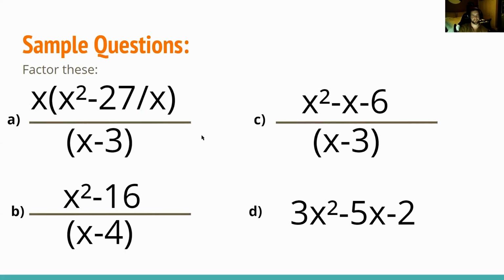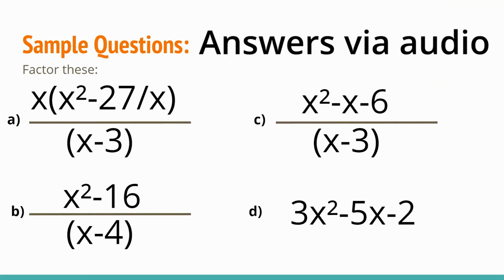So here are some sample questions. Try and factor these. So we have for a, x squared plus 3x plus 9. For b, we have x plus 4. For c, we have x plus 2. And then for d, we have 3x plus 1 in brackets, and then x minus 2 in brackets.